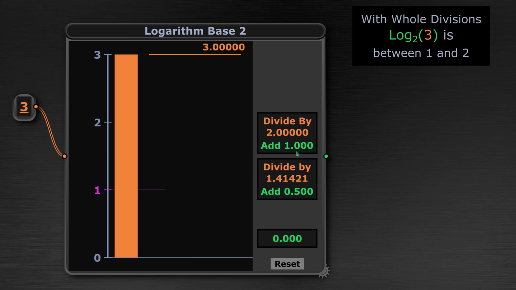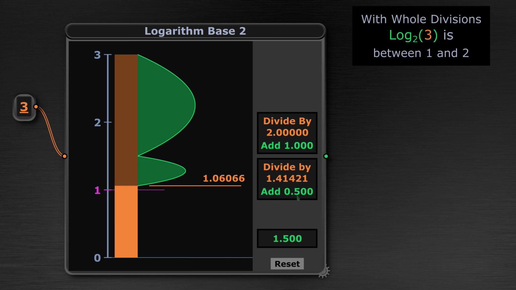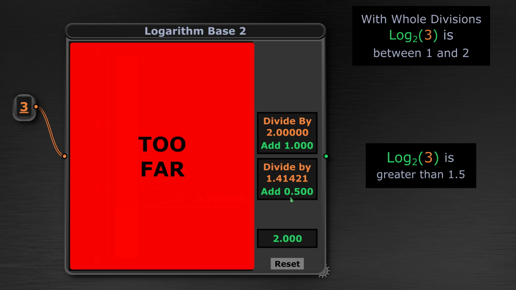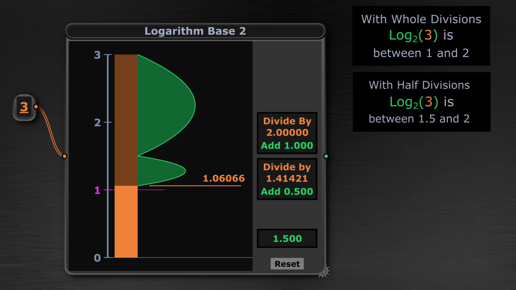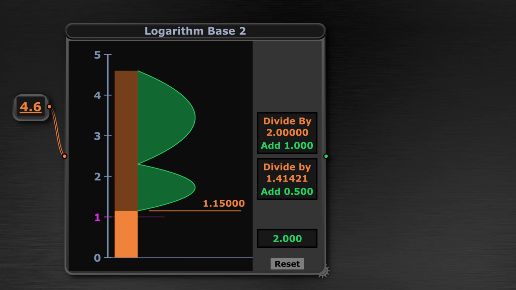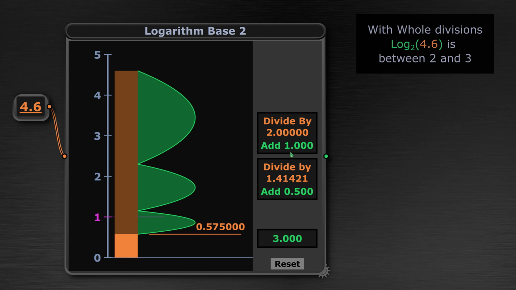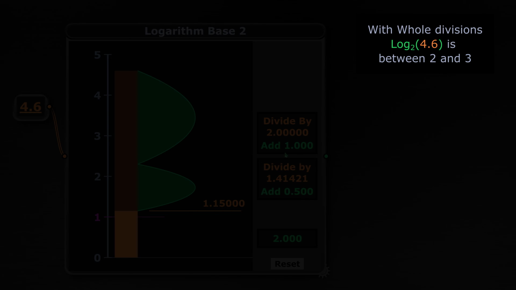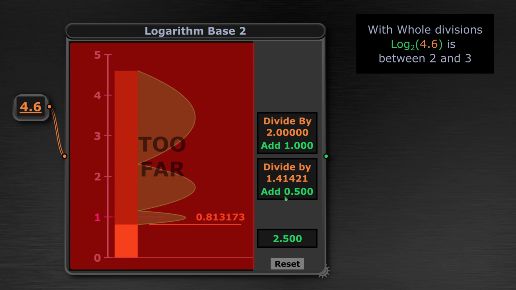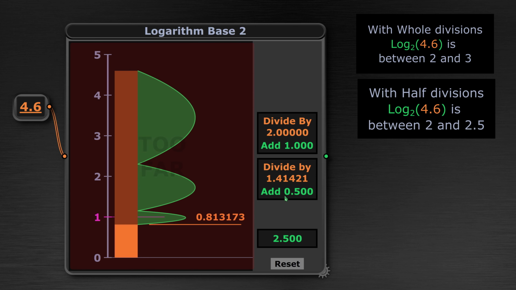With half divisions by 2, a division and a half isn't enough. It's still less than 2. Between 1.5 and 2. Let me show you another example. The logarithm base 2 of 4.6. With only divisions by 2, it's greater than 2, less than 3. With half divisions, it's greater than 2, but less than 2.5, so between 2 and 2.5.